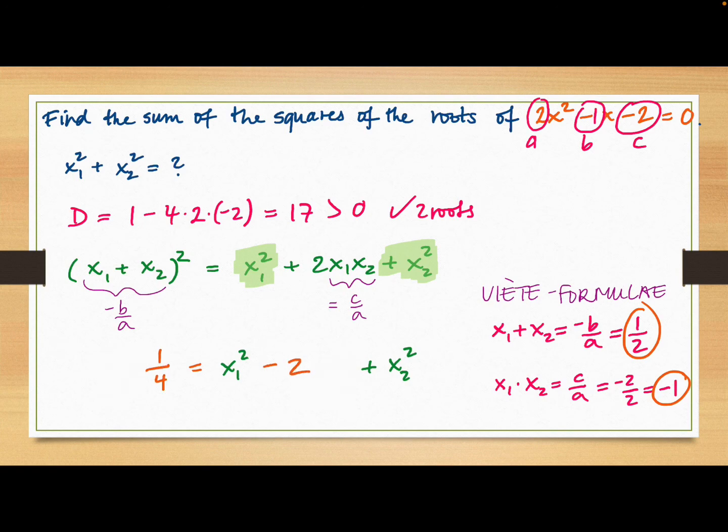Now, simplifying this and collecting all the numbers on one side, you get that the sum of the squares of the roots is 2 1/4, which is 9 over 4. Now this is how we could apply the Viète formulae to work out the sum of the squares of the roots.